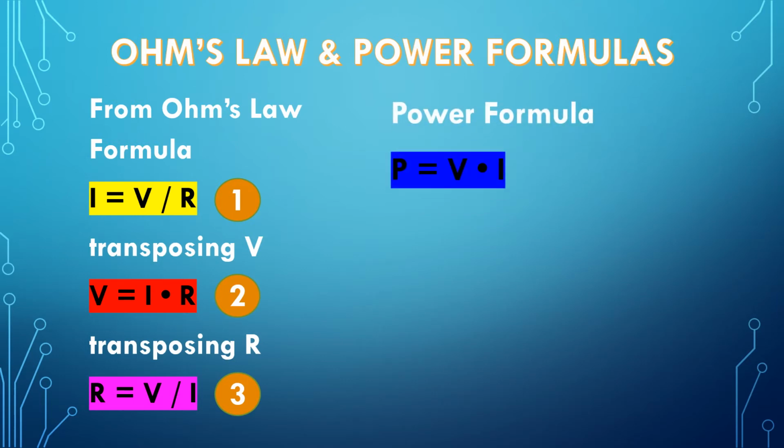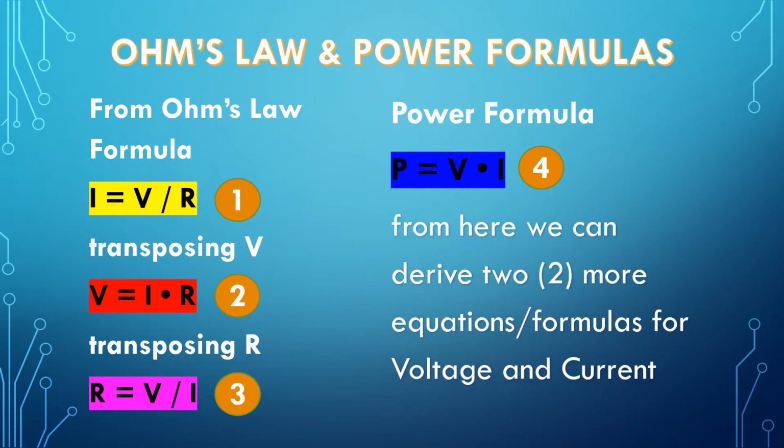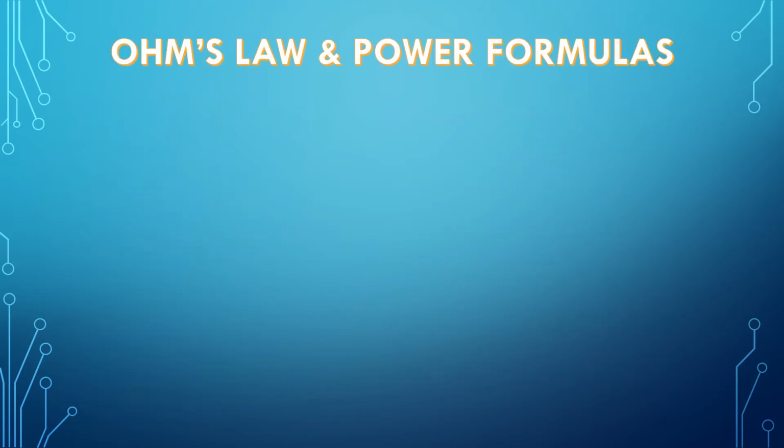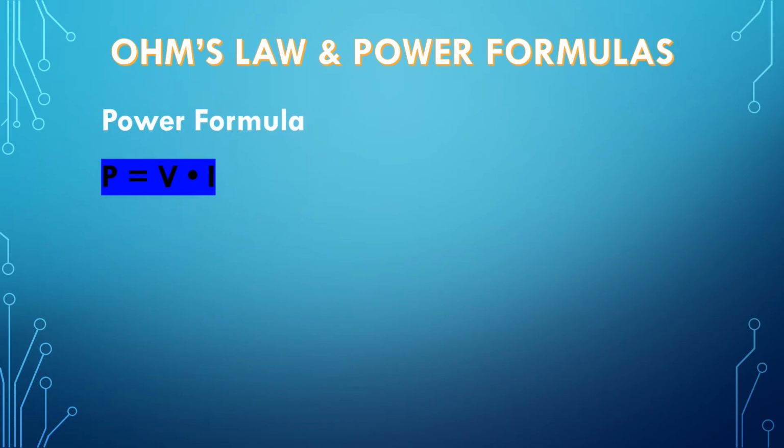Also, we know that power is equal to voltage times current, or V times I. Now, this is our formula number 4. So from here, we can derive two more equations or formulas for voltage and current. From the power formula, P is equal to VI.